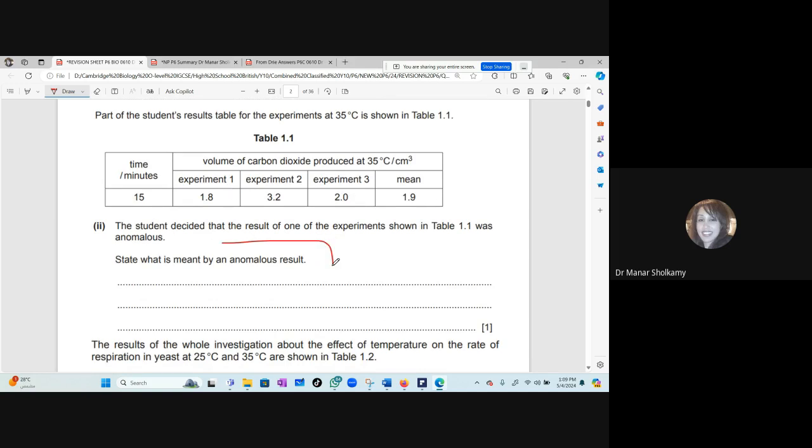Now, the anomalous result, we also said it. Good. Now, where is the anomalous result here? This is experiment 1, volume of carbon dioxide 1.8, and then you have 2, and then you have 1.9, and you have 3.2. Which result is anomalous? 3.2. Yes, the 3.2.